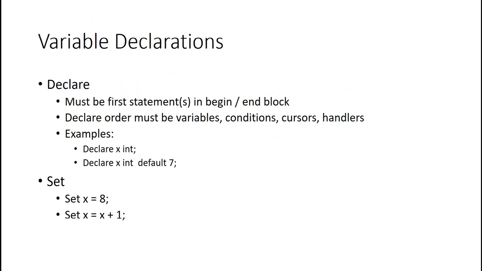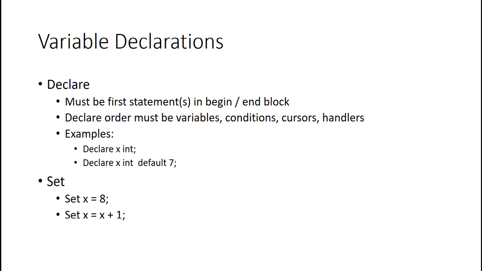Within a function, we can declare local variables. These have to be the first statement in a begin-end block. There's a particular order we have to declare them in. We declare simple variables, then conditions, then cursors, which we'll get to, and handlers. We won't really talk about conditions.